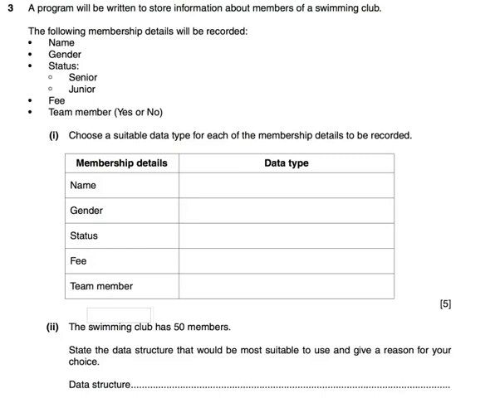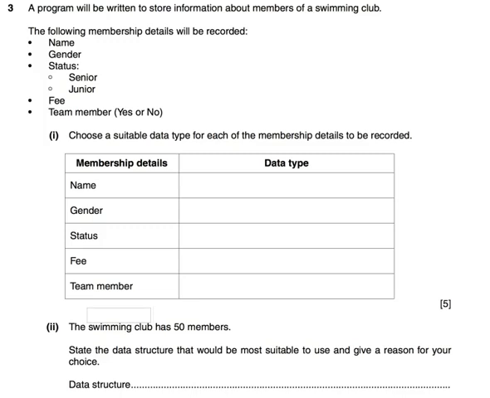So question 3 is all about data types, and it says a program will be written to store information about members of a swimming club. The following membership details will be recorded: the name, the gender, the status, senior or junior, the fee, and whether or not they're a team member, yes or no. It says part I, choose a suitable data type for each of the membership details to be recorded.